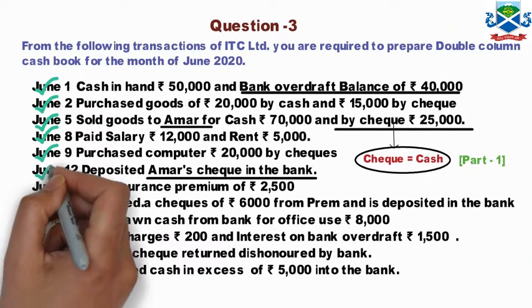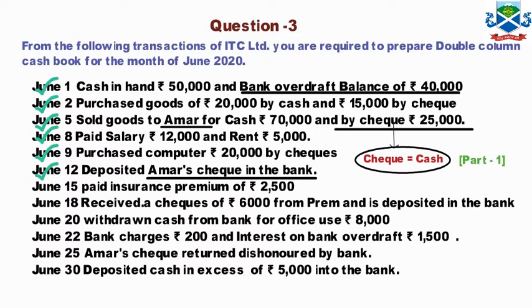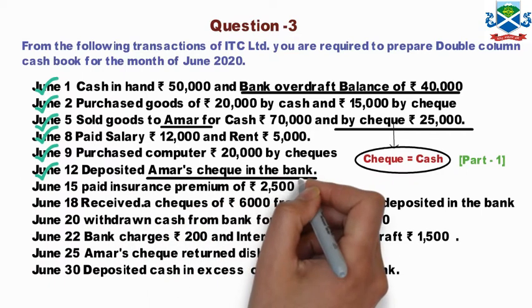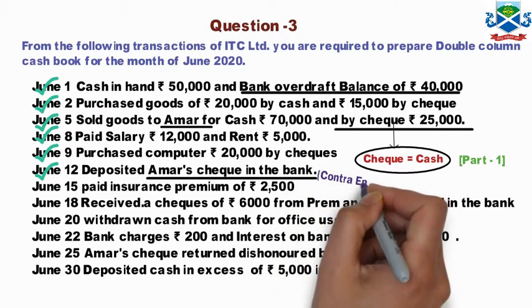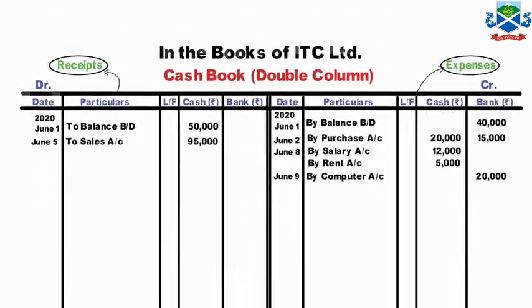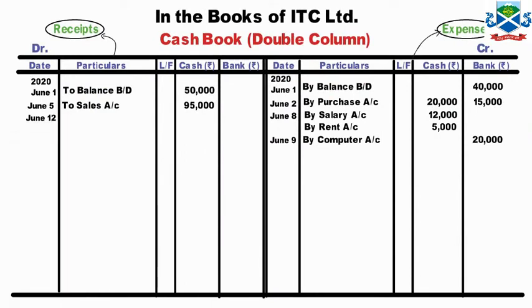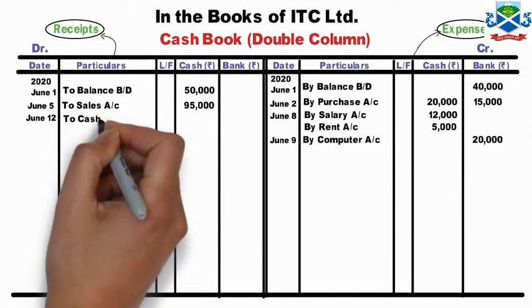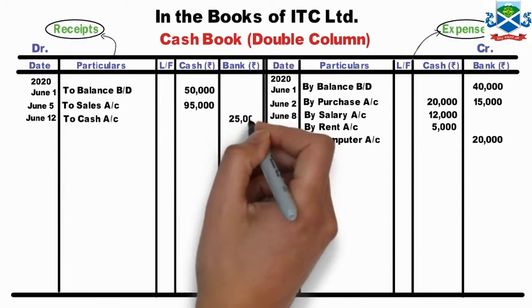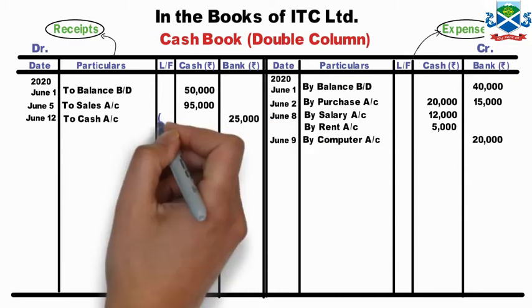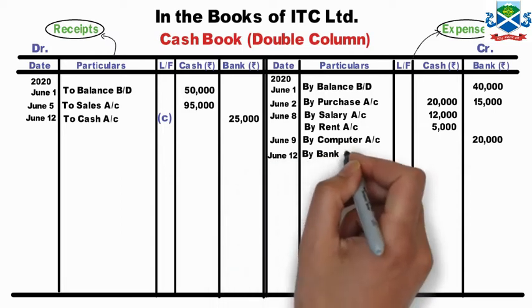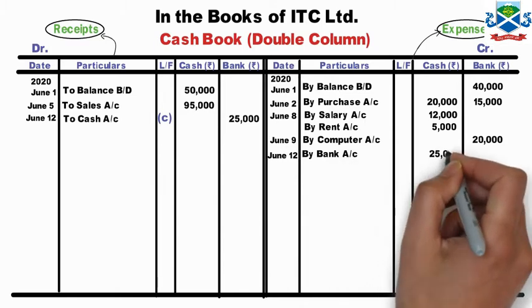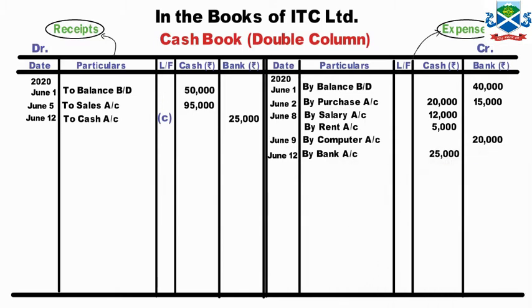Now deposited Amar's check into the bank. We will consider this a contra entry because this check was kept in cash. We'll write on the debit side To Cash in the bank column, 25,000, and in the ledger folio column we mention C. Similarly, on the credit side we'll write June 12 By Bank in the cash column, 25,000, and in the ledger folio column we'll mark C.